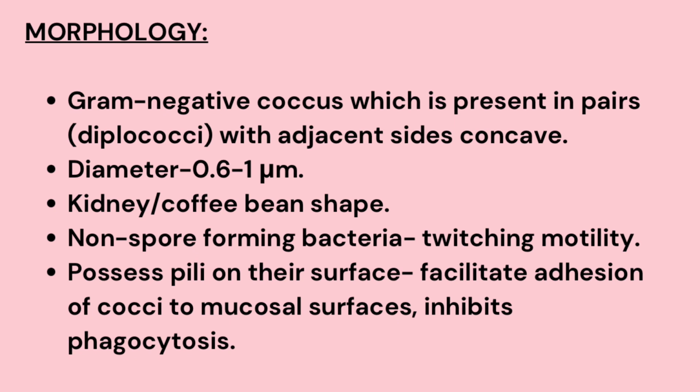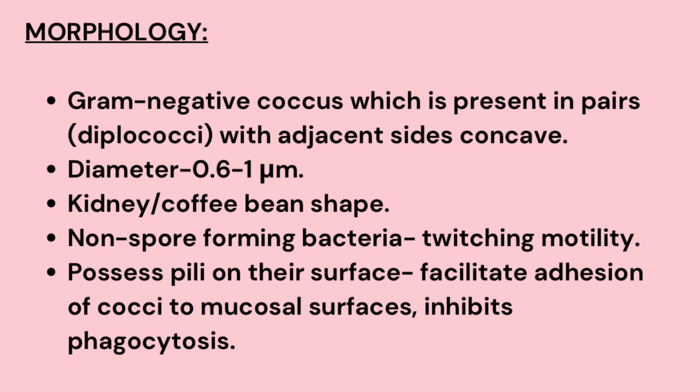Morphology. Under the microscope, it appears as a gram-negative coccus which is present in pairs. Hence, it is called diplococci, with adjacent sides concave. The diameter ranges from 0.6 to 1 micrometer. The diplococci have kidney or coffee bean shape. It is a non-spore-forming bacteria and it is able to move using twitching motility. The twitching motility allows the bacteria to crawl along surfaces.